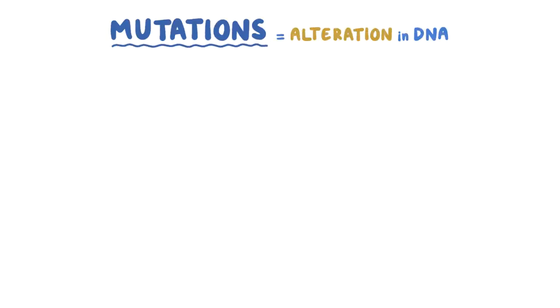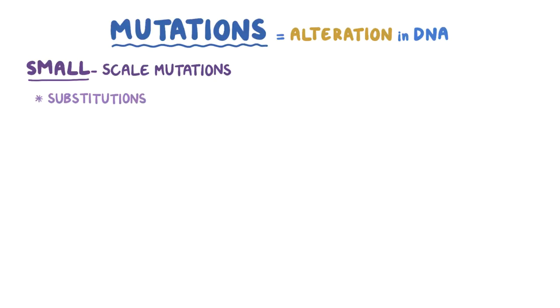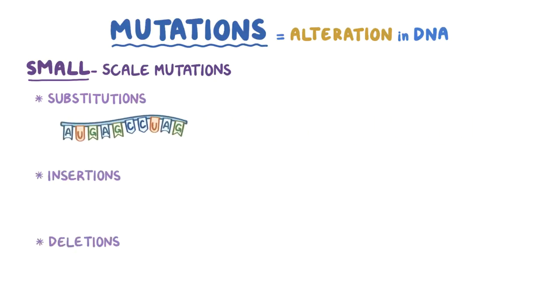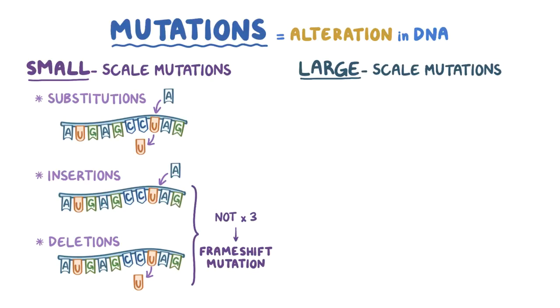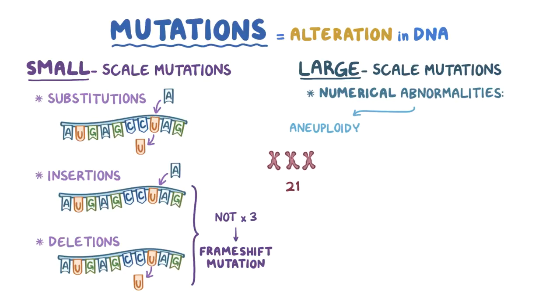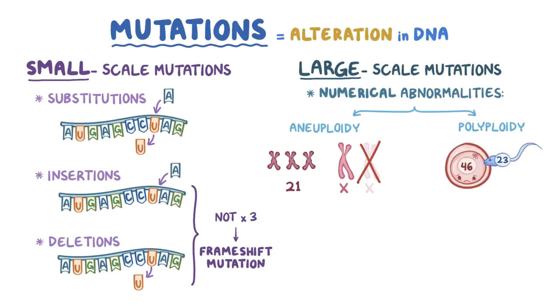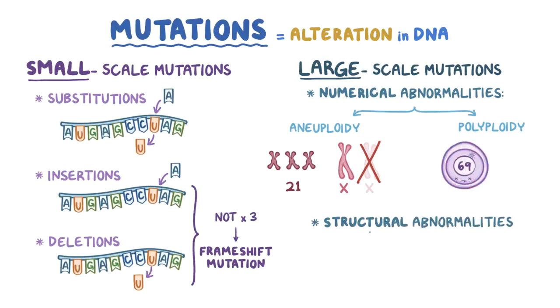Alright, as a quick recap. Mutations are alterations in DNA. Small-scale mutations include substitutions, insertions, and deletions. Substitutions do not alter the reading frame of mRNA codons, whereas insertions and deletions of a number of nucleotides that is not a multiple of 3 result in frameshift mutations. Large-scale mutations involve abnormalities in chromosome number or structure. Numerical abnormalities are aneuploidy, which refers to one or more chromosomes extra or less, and polyploidy, which refers to entire sets of extra chromosomes. Structural abnormalities include translocation, inversion, duplication, and deletion.